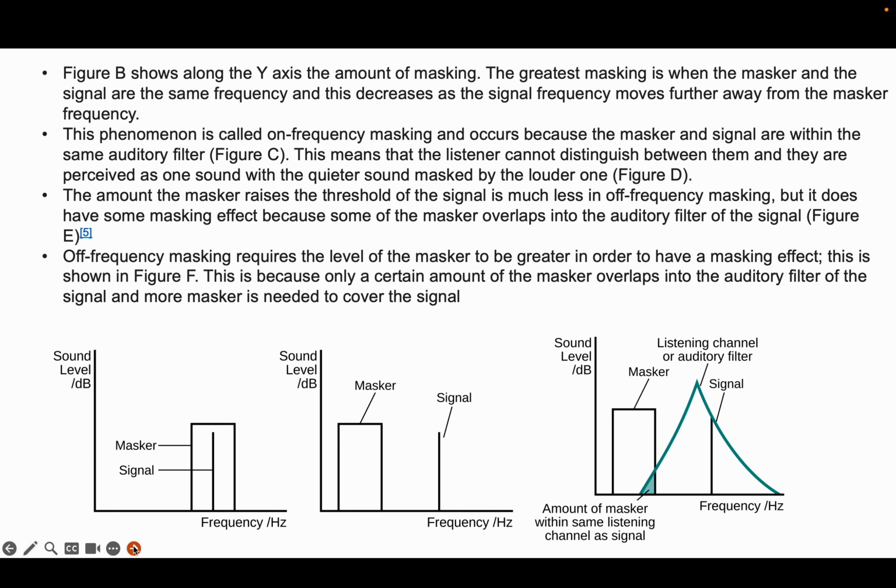So off-frequency masking requires the level of the masker to be greater in order of magnitude to have a masking effect, and that's shown in the figure here at the end. So, for example, here is your listening channel of the auditory filter. Here is your signal. You are masking off center, and you're actually almost entirely out of the critical band, but you do have a little bit of overlap.